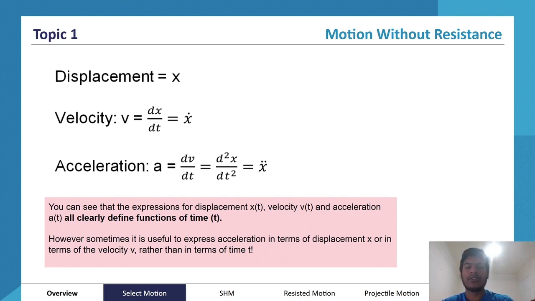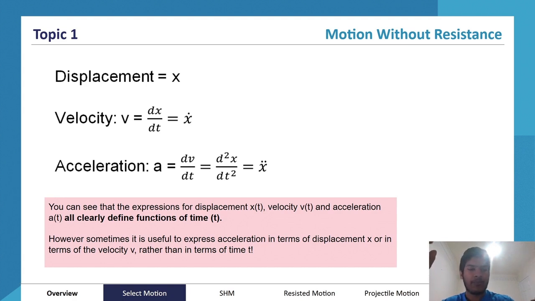However, sometimes it's more useful to express acceleration in terms of displacement, x, or in terms of velocity, v, rather than in terms of time. The reason why we heavily emphasize acceleration is because that's our starting point in a lot of questions, and the reason for that is Newton's second law. When we analyze the forces on a system, we can say, okay, this is the net force, this is the mass of the object, hence the acceleration must be so-and-so. We can do that in different dimensions, two-dimensional or three-dimensional cases. For the HSC, usually you're dealing with two-dimensional cases at maximum. One-dimensional cases for motion without resistance, resisted motion and simple harmonic motion. Projectile motion is the case where you're going to start dealing with two dimensions. But we'll get to that in a bit.